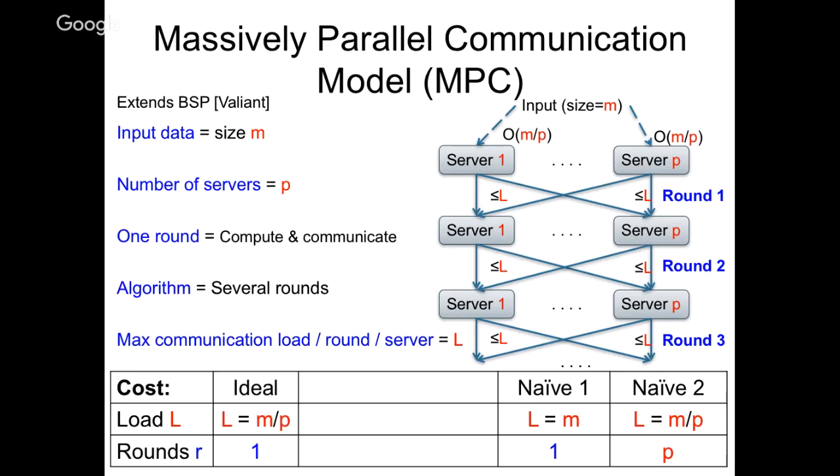Ideally, we would like to have a single round, exchange just the data once, and then the query can be processed locally, and the load is only M by P, and the number of rounds is 1. That is the ideal setting. As I will show you in this tutorial, this is not always possible. In practice, we need some constant number of rounds, and the load is slightly larger than M by P. It's M by P to some exponent, which is less than 1. If the exponent were 0, then we are back to the naive approach number 1.